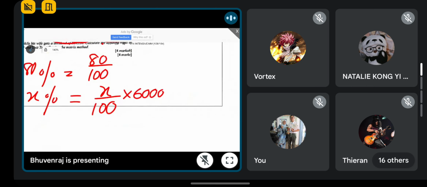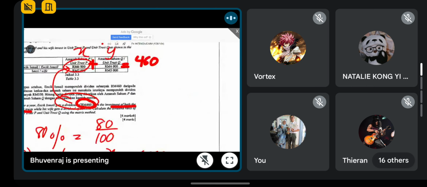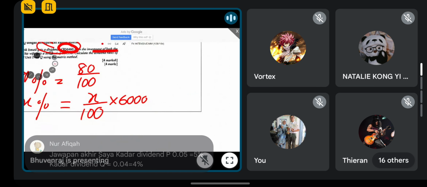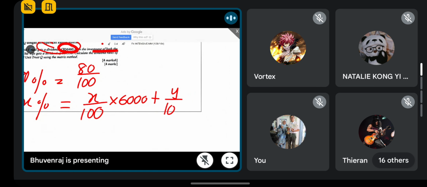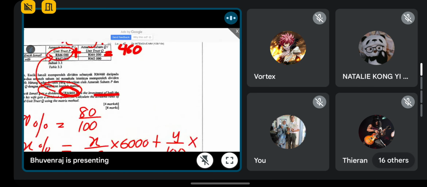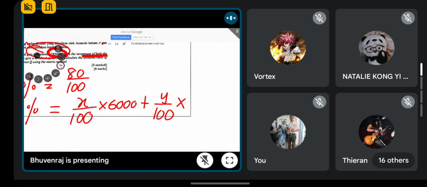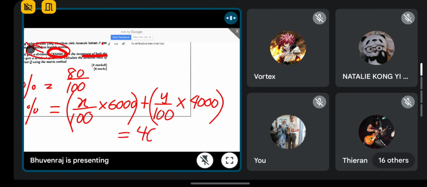Cara kita kira nilai dividend dari saham P2. Okay, lepas tu you have to plus lah because you have another unit trust, remember, Y over 100. Then times what value? Refer to the table again. 4,000. Kita tengok secara mendatar, guys, horizontally. This whole thing, semua yang ni, you can put in bracket if you want. This is equal to 460.